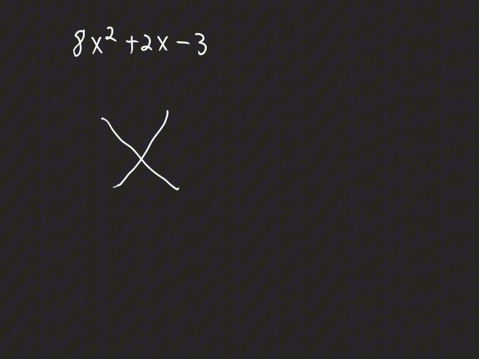Okay, so let's go on to another one here. So we have 8x squared plus 2x minus 3. Okay, so let's bring out our cross method again. So first we need to find two numbers: we need to multiply 8 and negative 3. So 8 times negative 3 is negative 24. And in our bottom here, we're going to write our b term, which is 2. Now we need to find two numbers that multiply to negative 24 and add to 2.